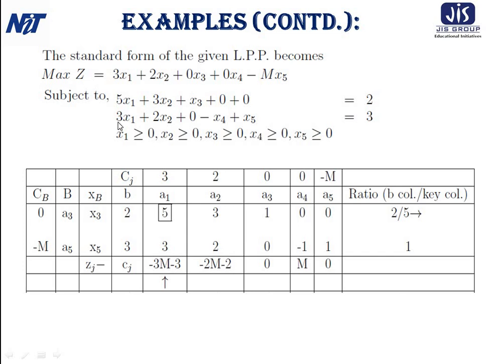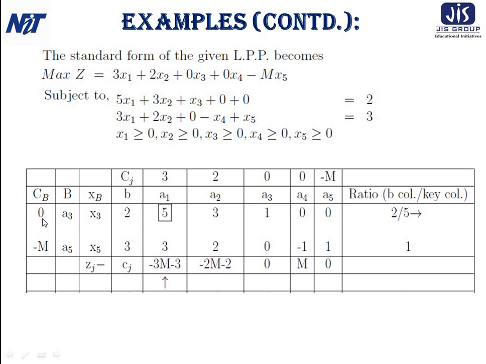Now the coefficient of the variable in the second constraint: 3 2 0 minus 1, and this is 1. It is not 0, it is 1, because the coefficient of x5 is 1. Now we will find zj minus cj. Already we know how to find zj, and cj is given at the top of the table. So what is zj? Summation of cb into aij. Already we have explained it previously.